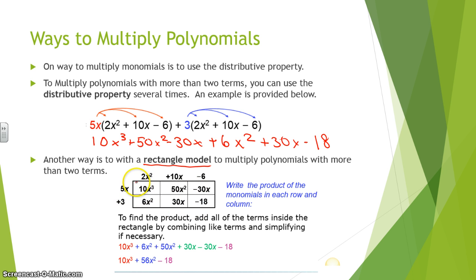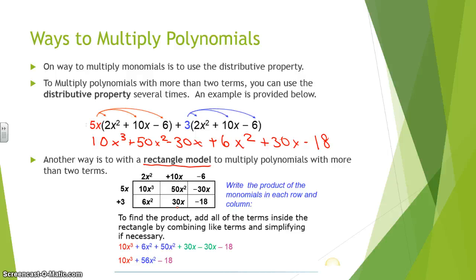So 5x times 2x squared gives me my 10x to the third power. 5x times 10x would give me my 50x squared. 5x times negative 6 is negative 30x. 3 times 2x squared is that 6x squared. 3 times 10 is 30x. 3 times negative 6 is negative 18.